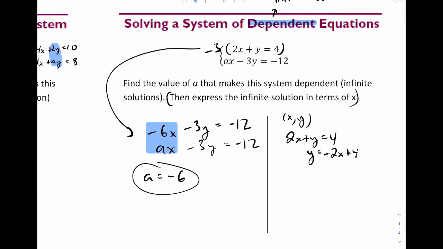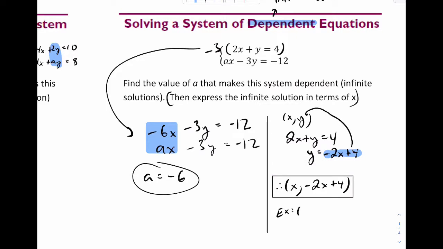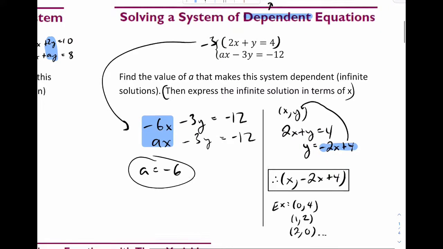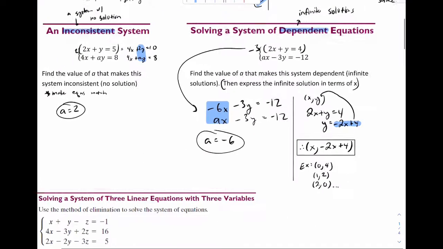And now what I'm going to do is take this thing and plug it in right there. So our infinite solution in terms of x is x comma -2x plus 4. So for example, some solutions would be, let's say I plug in 0, 0, 4 is a solution. I could plug in 1, and 1, 2 would be a solution. I could plug in 2, and 0 would be a solution, and this continues forever. So that's what it means to have an infinite solution, something like that.